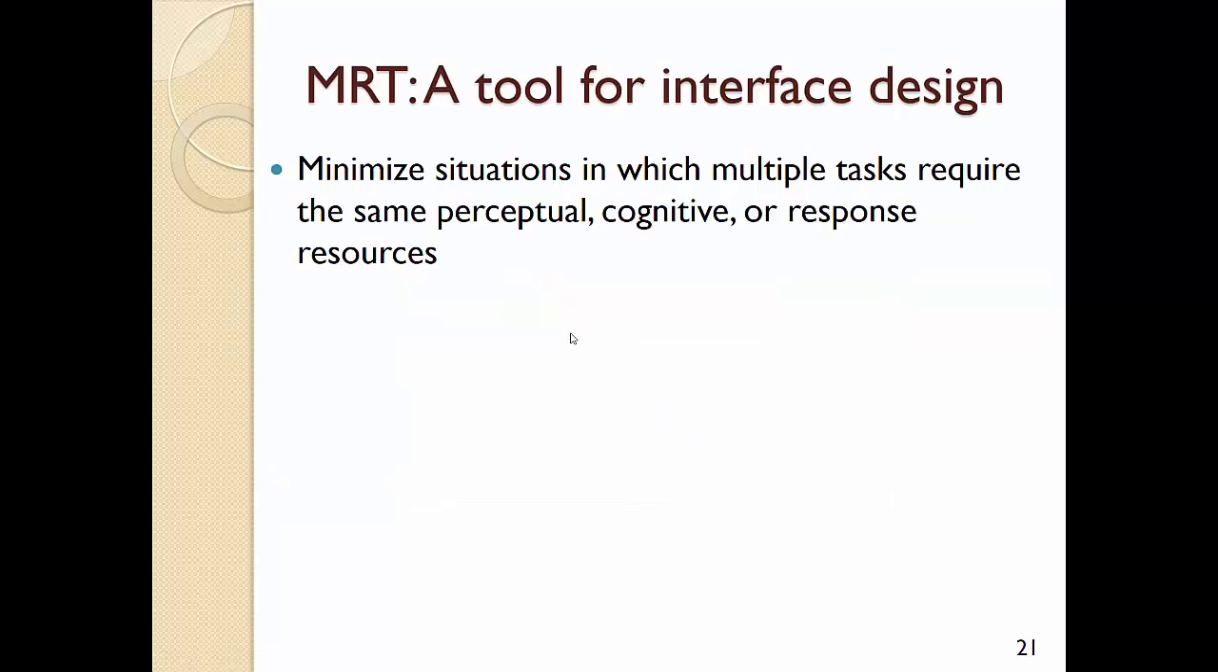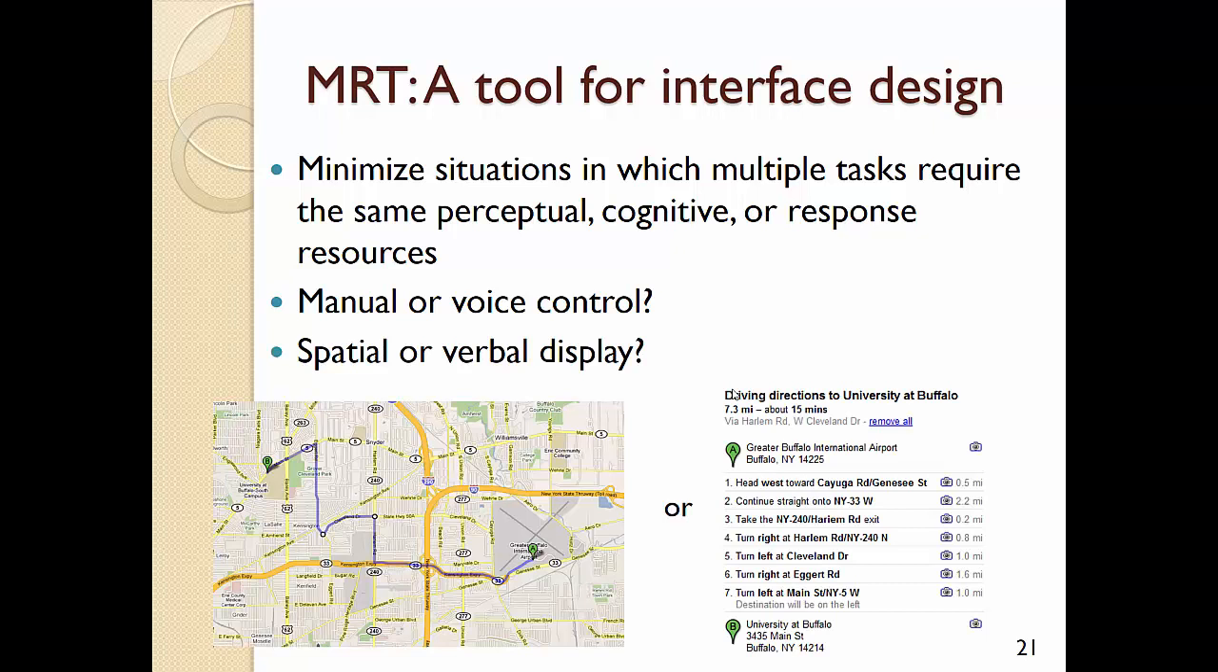So how do we use this here? Multiple resource theory. You can apply this if you have a context where you're trying to decide, okay, maybe I'm driving. I know that requires vision, it requires my spatial processing code, it requires manual resources. So if I'm going to add a new task to this domain, which resources are relatively available that I could make use of in a new design? So manual or voice control, spatial or verbal display.